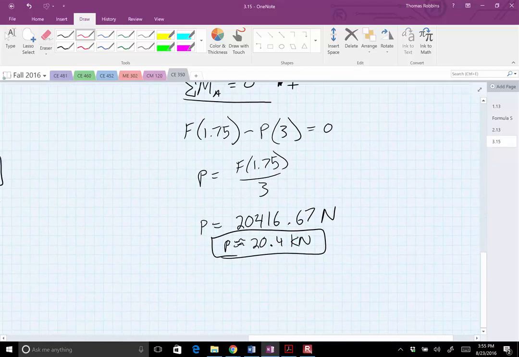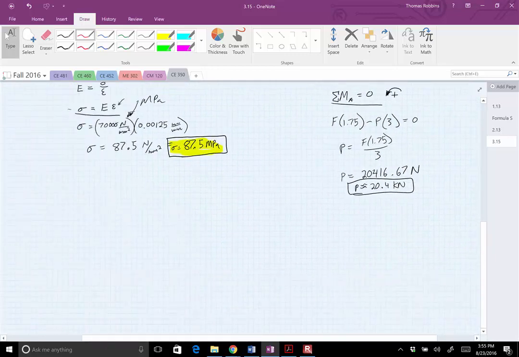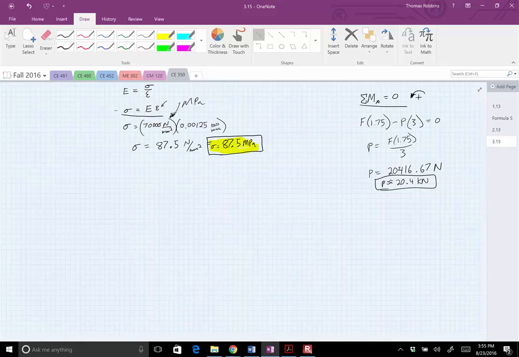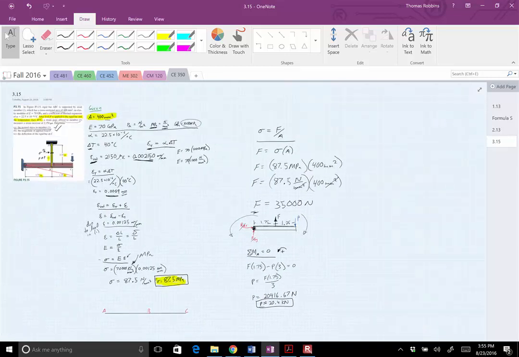So let's go over here and use some blank space. If we know this distance, and we'll call this A, and this B, and C, what do we know about deflection? What is deflection?